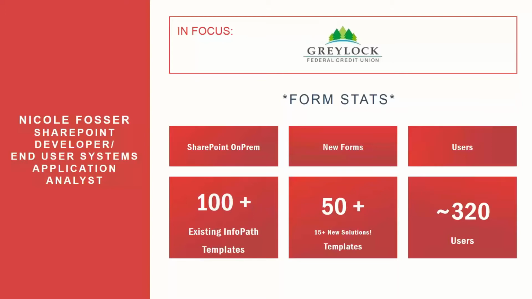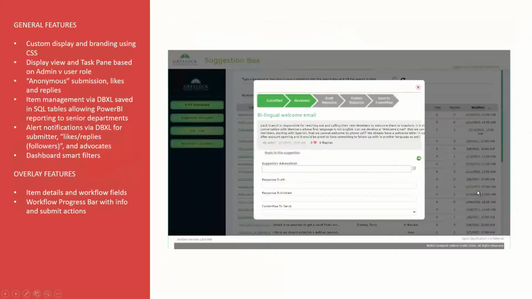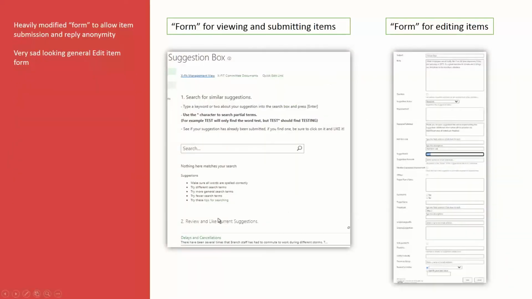Can you show us a quick before and after? Sure. So I will show you, our first one is our suggestion box. This solution was a lot of work. Mel, I love her. Holy moly, did she help me with this solution. It was very cumbersome. Our previous form was basically a web page that the users use to search for existing suggestions, and they could either submit a new one or like current ones. And then we had this really poor edit item form that we use for content management.